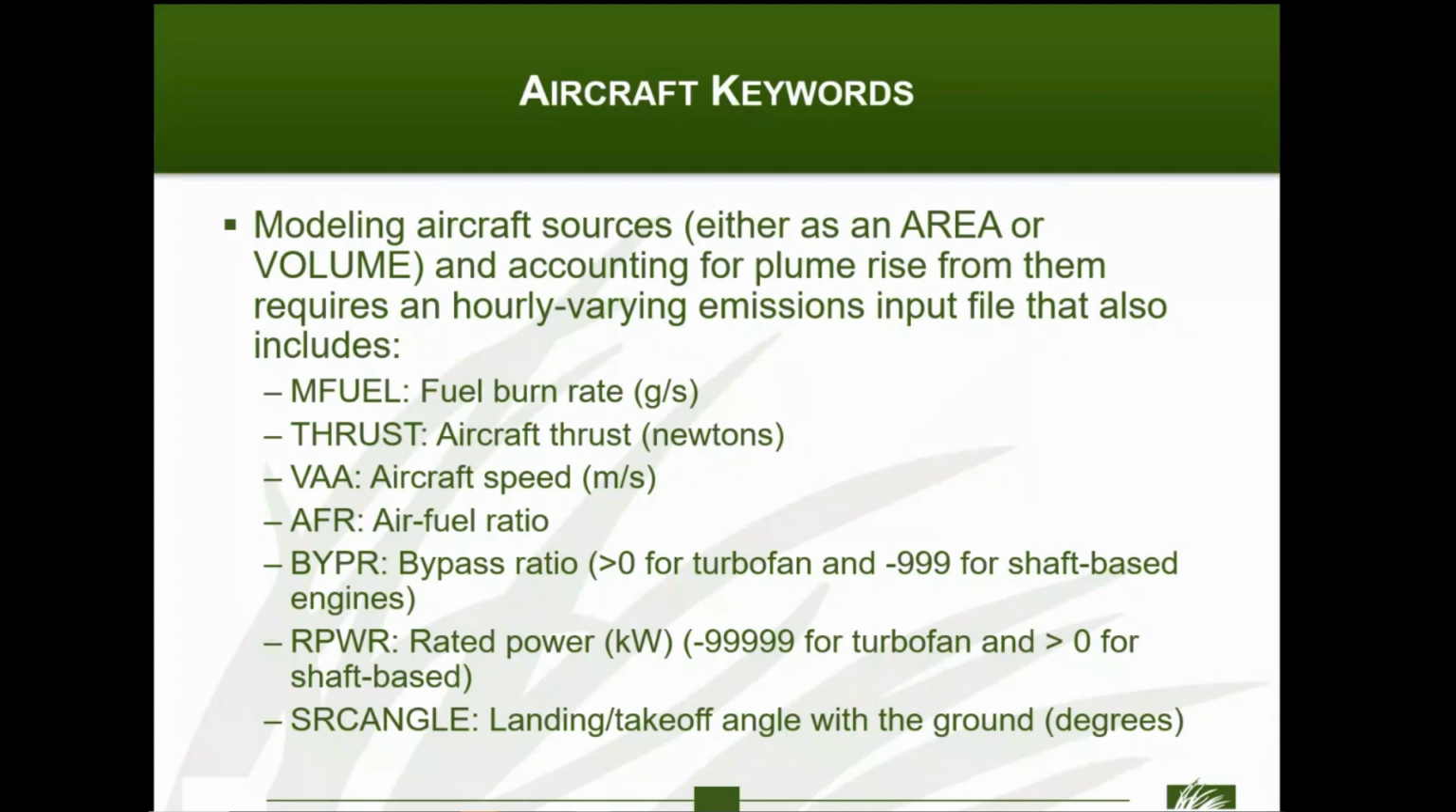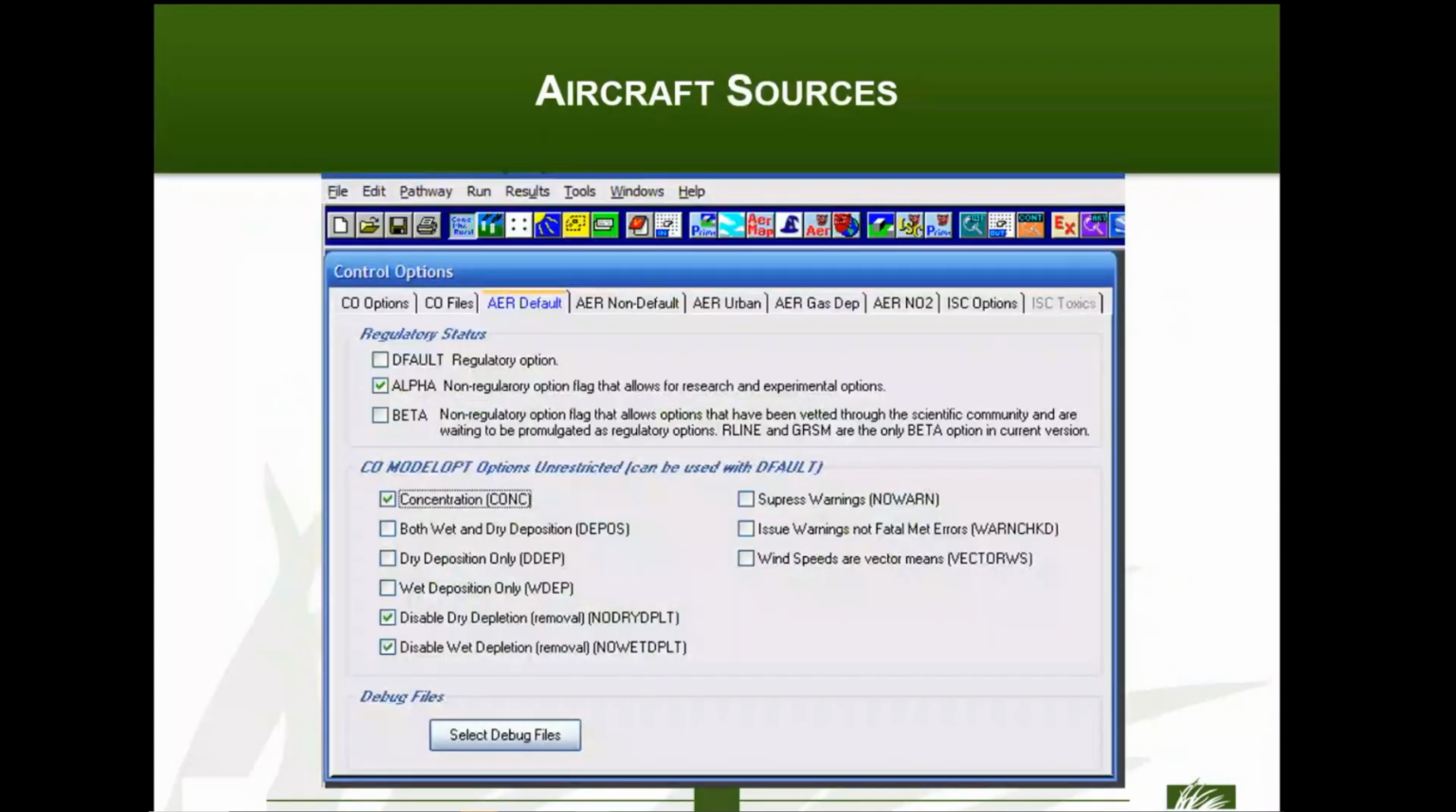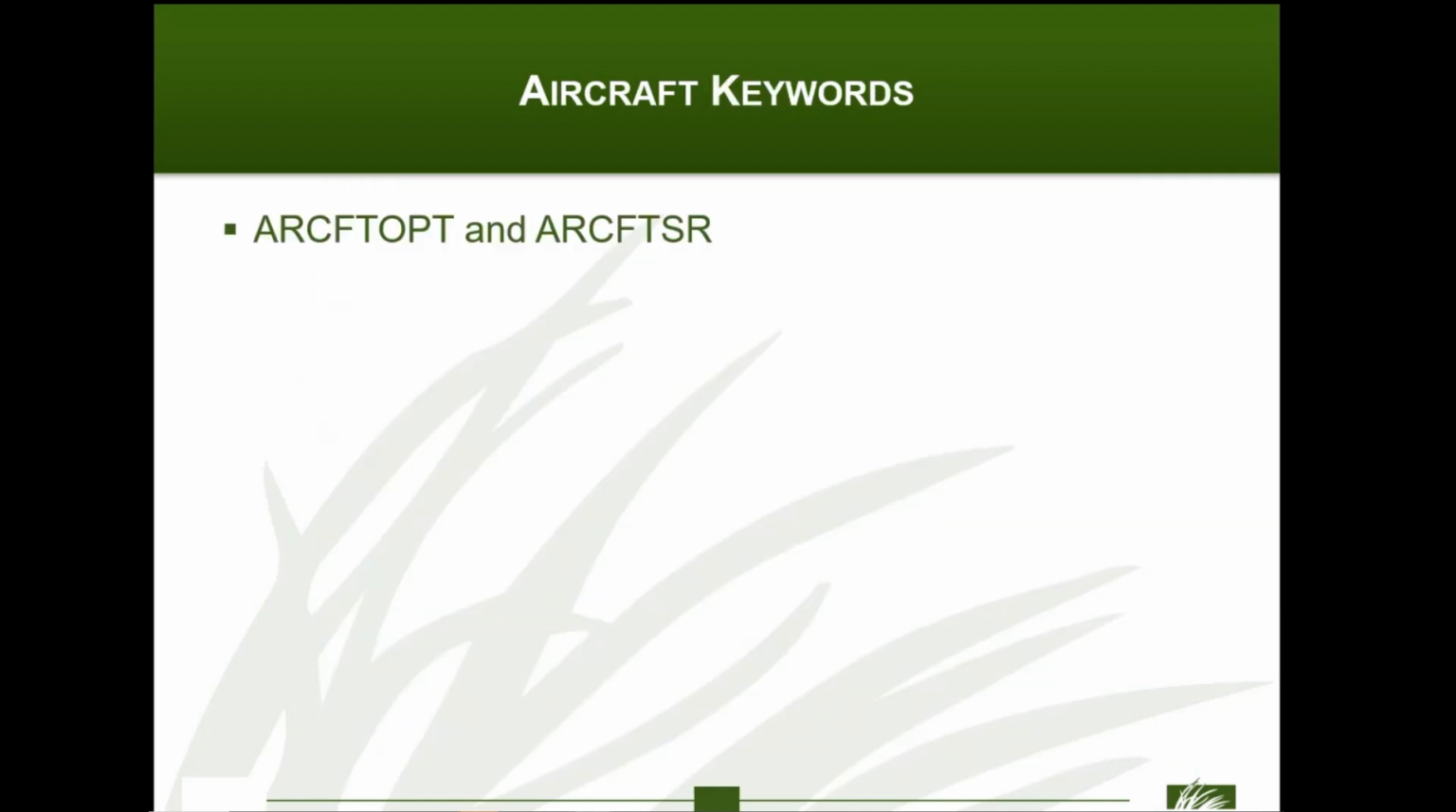If you're going to invoke aircraft sources, again, these are alpha options. So if you go to Control Options in BEEST and go to the AER Default tab, check the alpha box there, and this will then allow you to use these aircraft keywords, ARCFT OPT and ARCFT SRC.